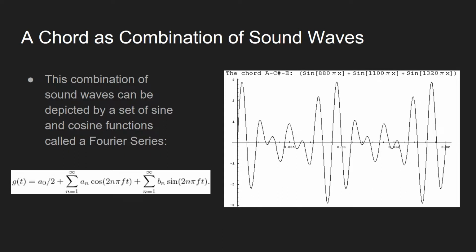A chord usually refers to a combination of different sound waves. And in order to get what that graph looks like mathematically, we just add the different sine wave functions. So we can see that on the right. And what's actually pretty cool is this guy named Fourier figured out that the combination of sound waves of any sound wave can be depicted by multiple sets of sine and cosine functions, which is called the Fourier series.